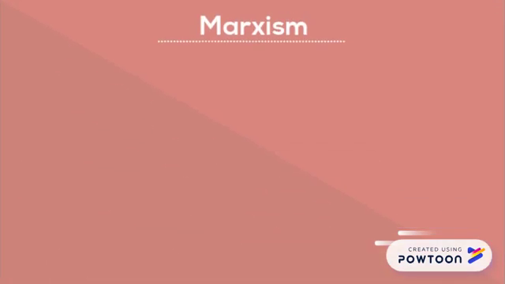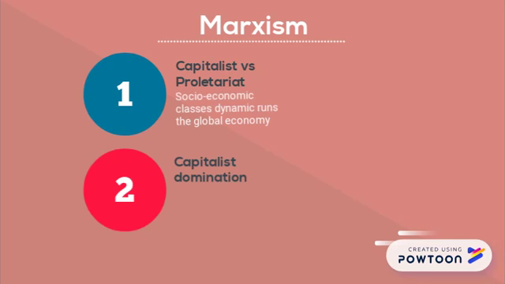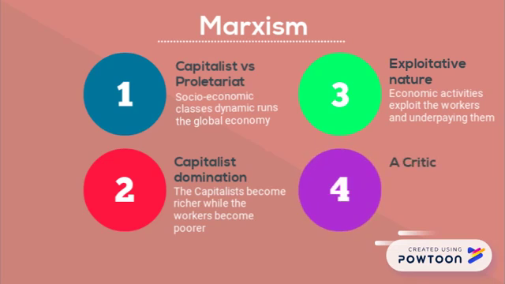Now, Marxism is a whole different story. It has its focus on socioeconomic classes. Here, the global economy is thought to be run by the capitalists, and at the expense of the proletariat. The capitalists become richer while the proletariat become poorer. The global economy and the economic activities within are exploitative and unfair to the working classes. This view is a critique of capitalism, which is said to end in a working class revolution.